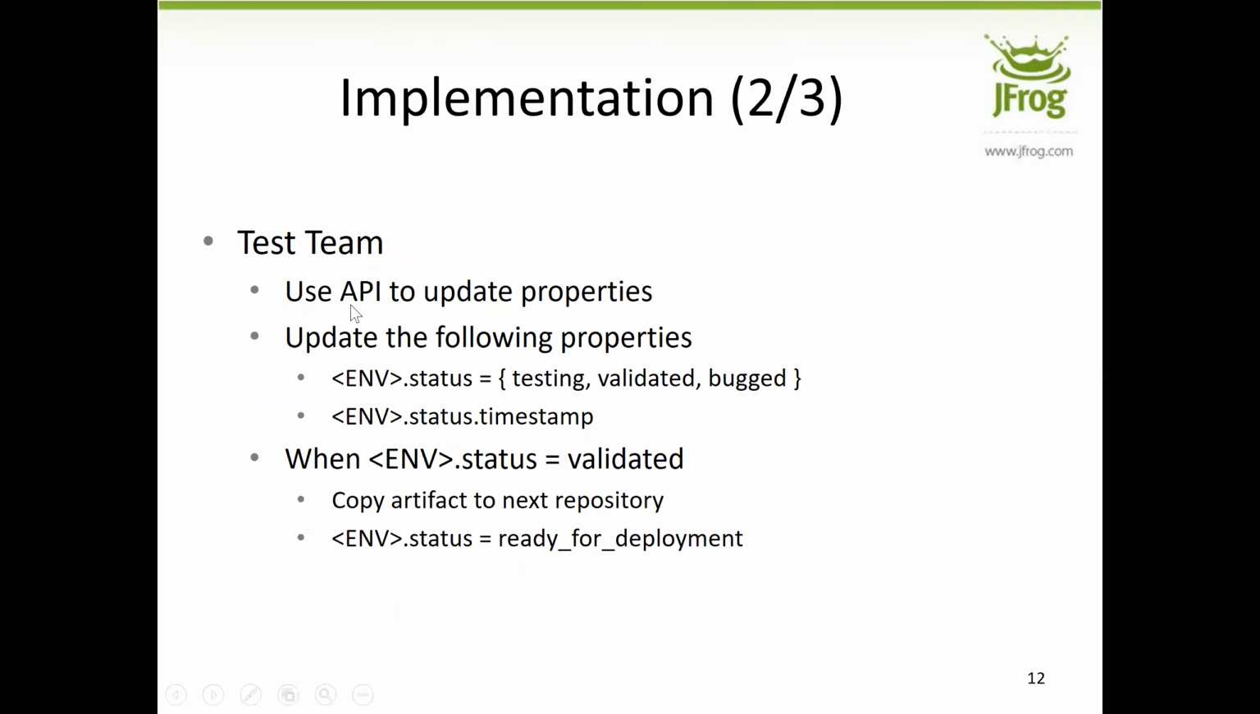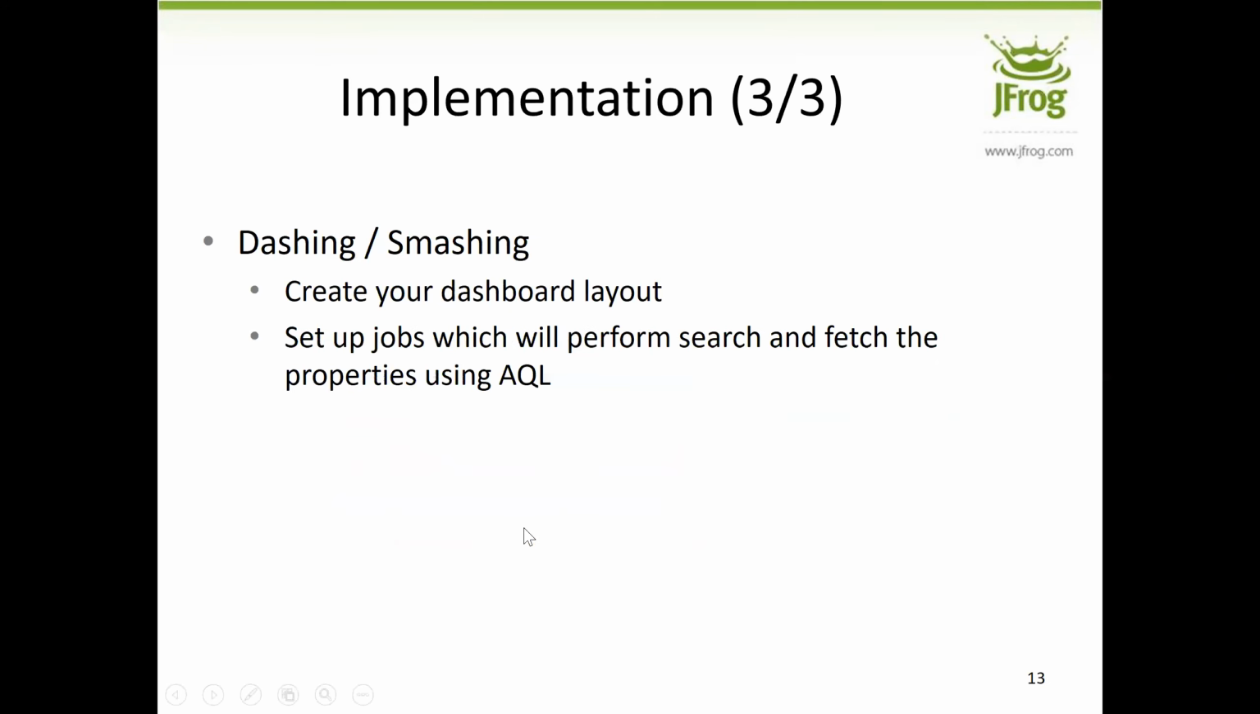Then my test team will test and report the test using the API to update the properties, and it will update the status and status timestamp: testing, validated, and bug, other status. And when it's validated, we will perform a promotion to copy the artifact to the next repository. And finally, I will show you how the implementation has been done in Smashing.